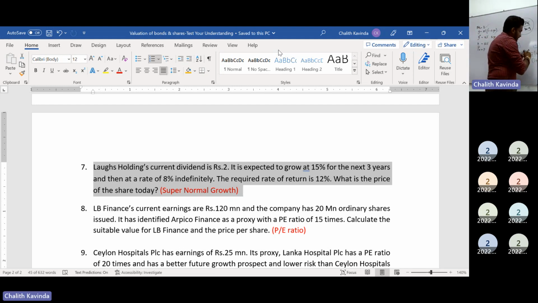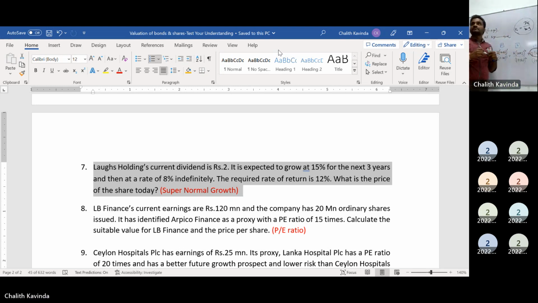How to get it? Now your growth rate has changed after this point. Accordingly, you need to get the year 3 dividend. Why? You are going to do the adjustment for that. Clear? You are going to do the adjustment for the year 3 dividend. What is the year 3 dividend? How much is it?